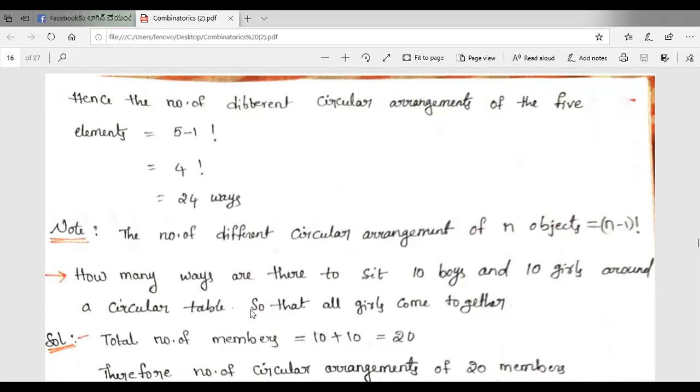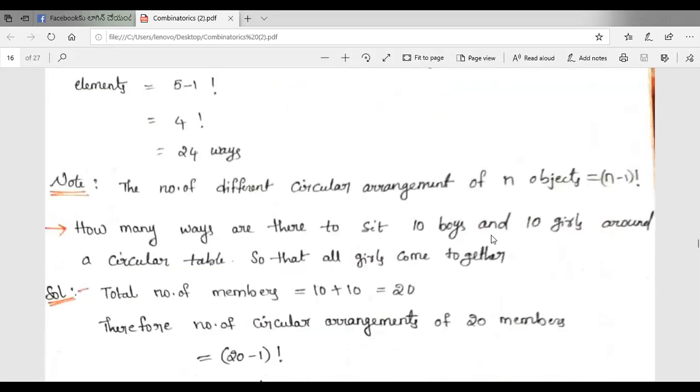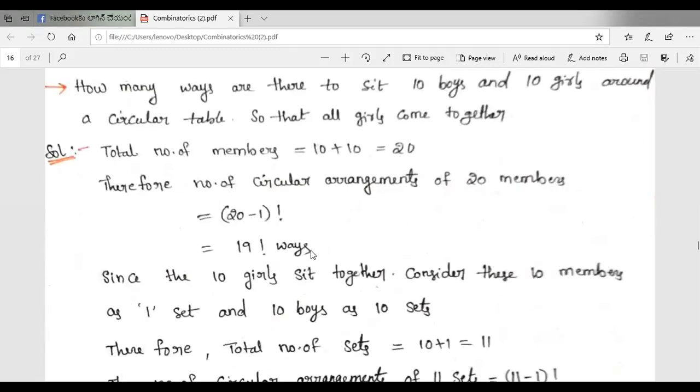So the total number of members is 10 boys and 10 girls, so 10 plus 10 is equal to 20. Total members are 20. Therefore, the number of circular arrangements of 20 members: what is the formula for circular arrangement? If we have n objects, the formula is n minus 1 factorial. Here we have 20 members, so the circular arrangement is 20 minus 1 factorial, that is equal to 19 factorial ways.